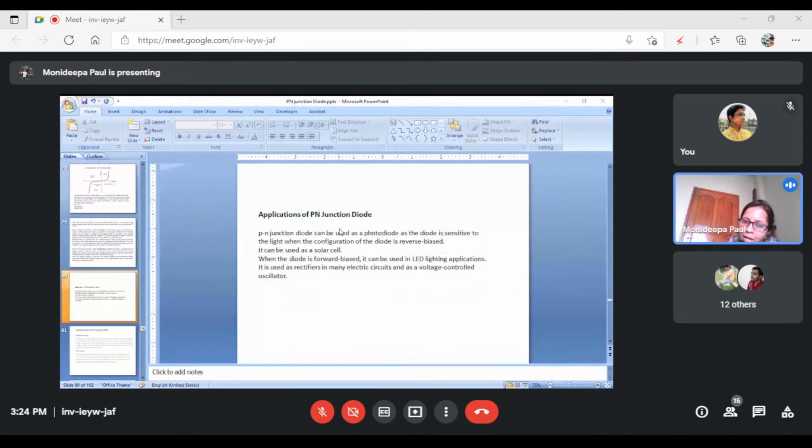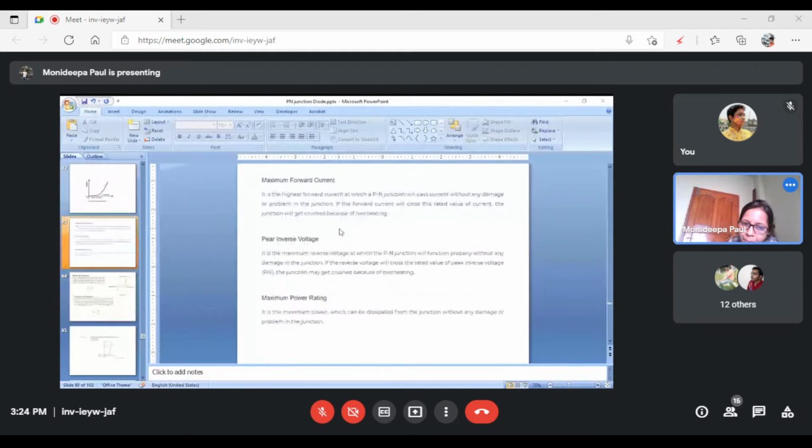This is also the peak inverse voltage. It is the maximum reverse voltage at which a PN junction will function properly without any damage in the junction. If the reverse voltage crosses the rated value of peak inverse voltage, the junction may get crashed because of overheating.